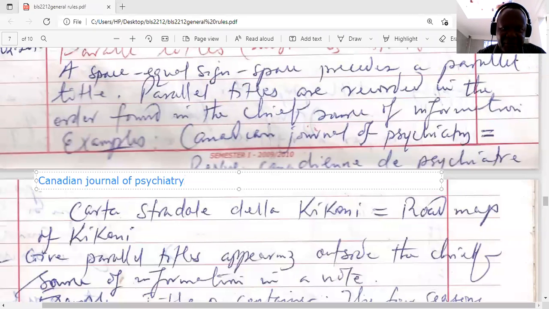Now, before giving the parallel title, I leave one space and I'm typing the equal sign and then another space. And then now I'll give the parallel title, which is Revue Canadienne de Psychiatrie. Even in French, you capitalize the name of the country.